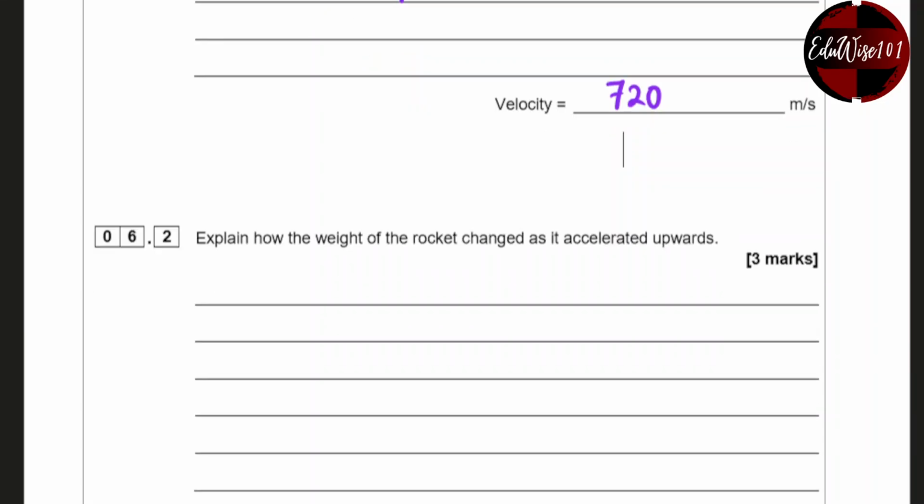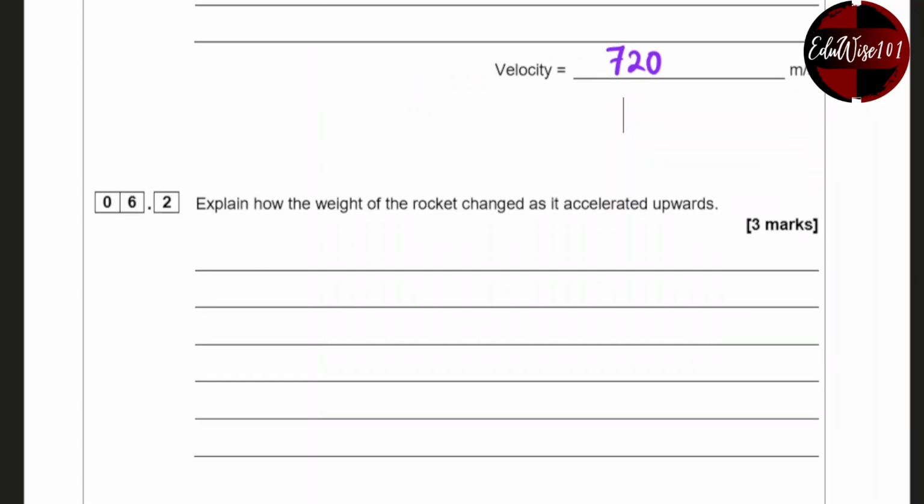Question 6.2. Explain how the weight of the rocket changed as it accelerated upwards. Now, how does the weight change? Remember the equation, weight W equals mg. You can find this in the equation sheet as well. Weight depends on the mass and the gravitational field strength. So if the mass and the gravitational field strength increase, the weight will actually increase.